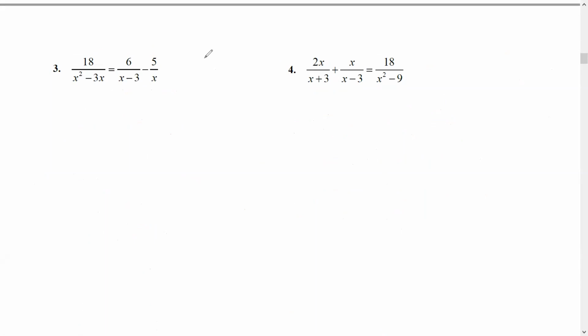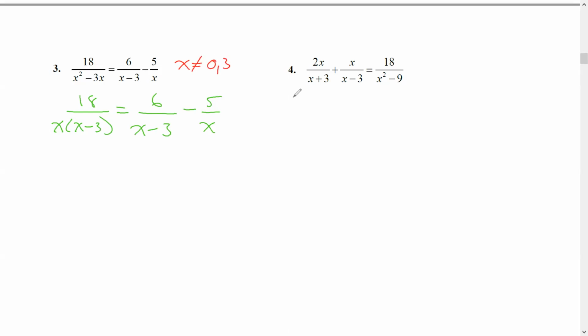Step number 1 on number 3, can I factor? Yes, sir. There's an x that I have as a greatest common factor right there. I also notice on my right-hand side, hey, look at that. There's a subtraction. Every time there's a subtraction, what's he doing? Messing with me. Okay, non-permissible values, 0 and 3.